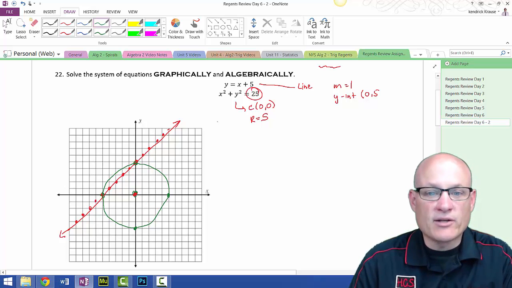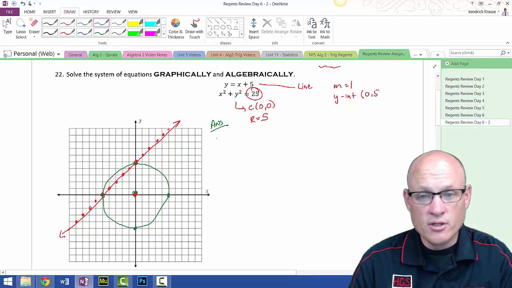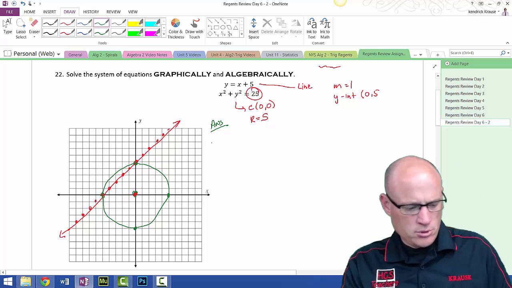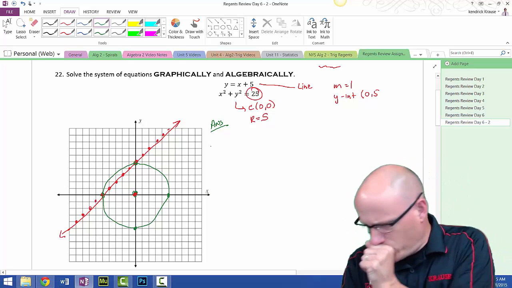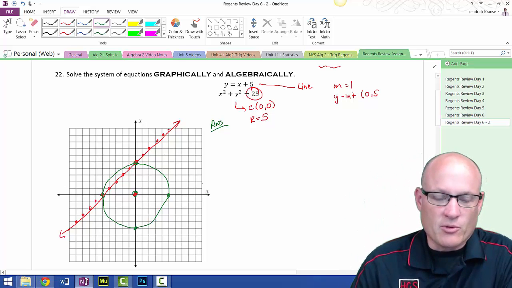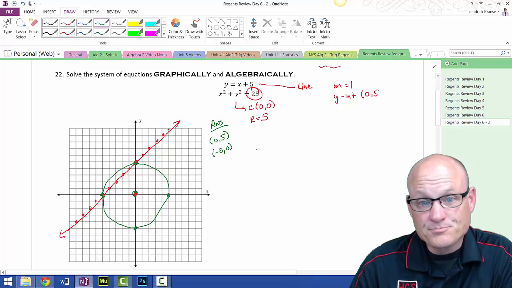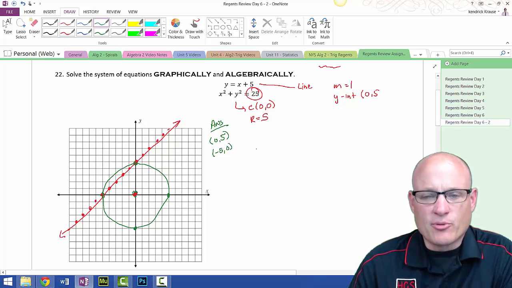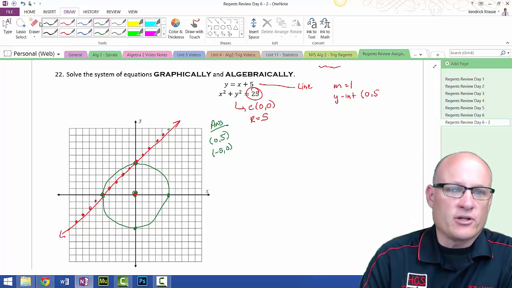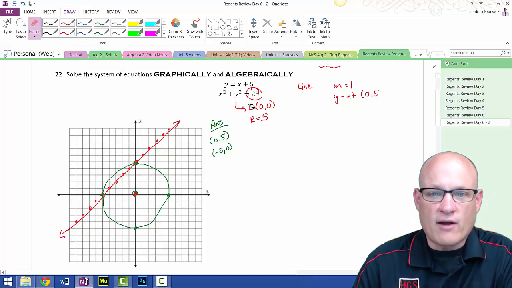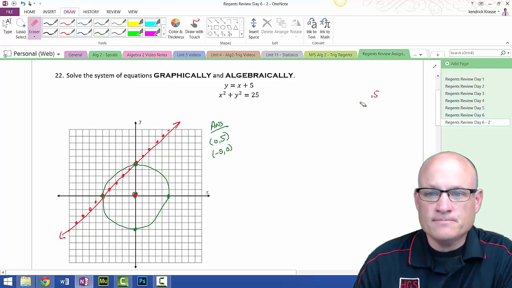All right, and so my 2 answers, don't forget, whenever you solve systems, you have to have answers that are points. Maybe you couldn't hear me as well because now I got the mic next to me. They're going to be the points 0, 5, and -5, 0. That's it. So that's the graphical way. Now let me delete this so you can see. Now let me show you the algebraic way.